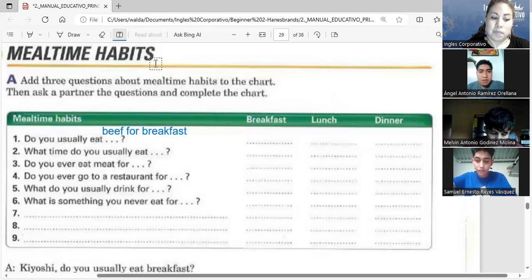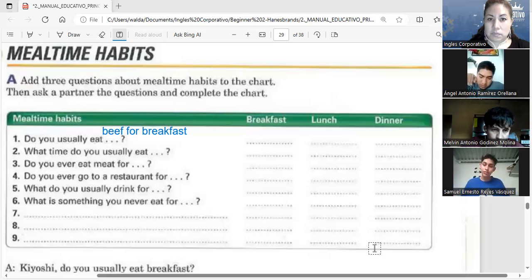Teacher. Yes, I have a question. Okay. What does it mean something? Something or sometimes? No, something. Something. Okay. Something is algo. Thank you. You're welcome.